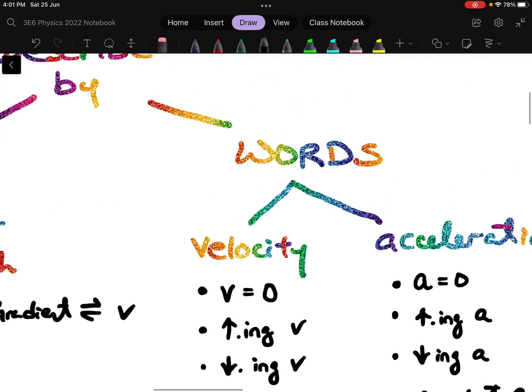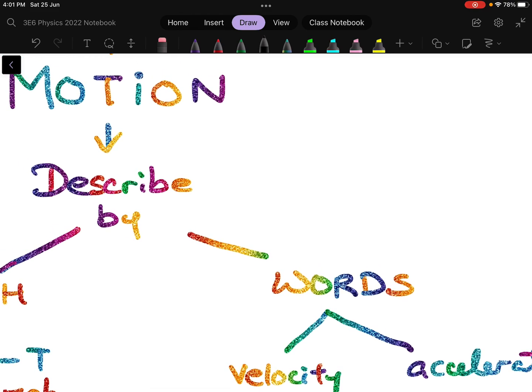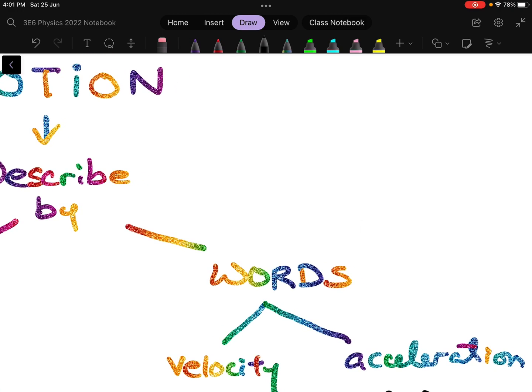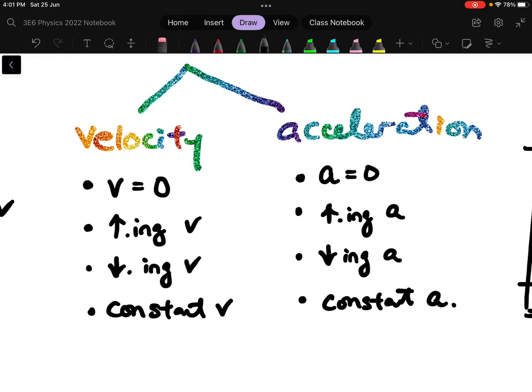In this video, we are going to focus on describing motion using words. We can describe motion mainly by two parameters, the velocity and acceleration. And we will need to add an adjective in front of these two parameters. So there are only four of them.